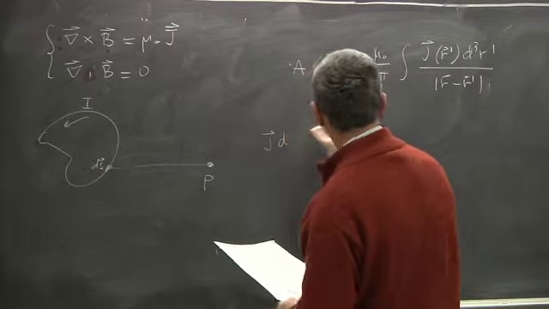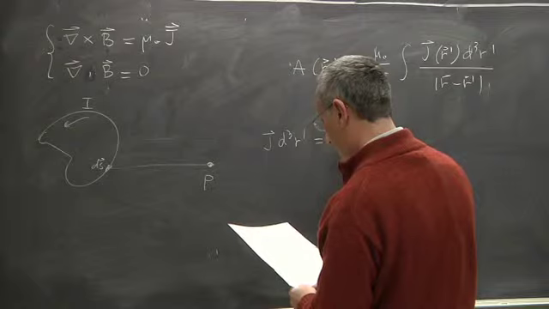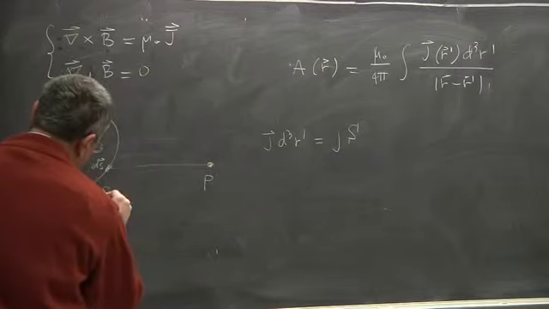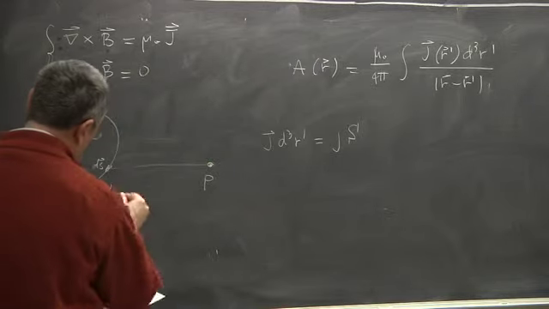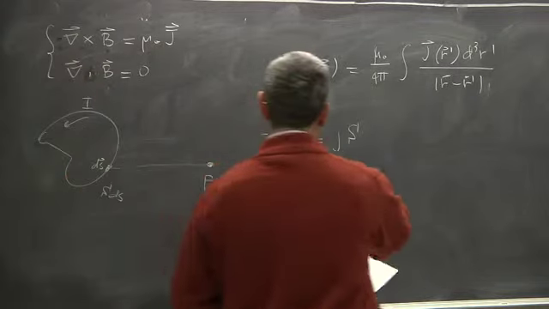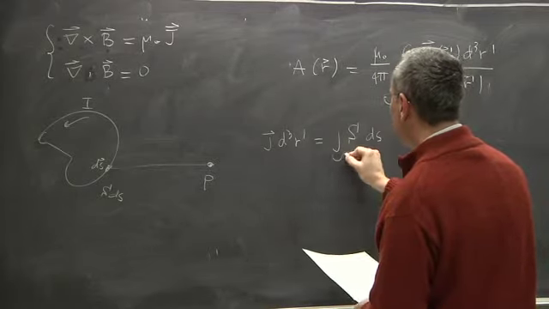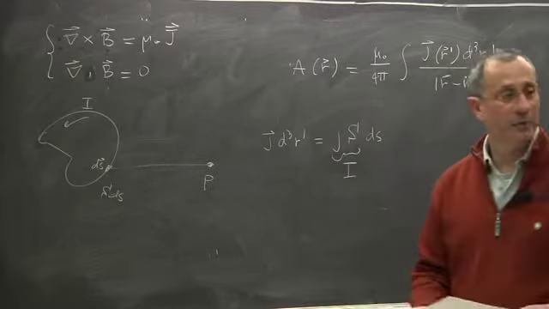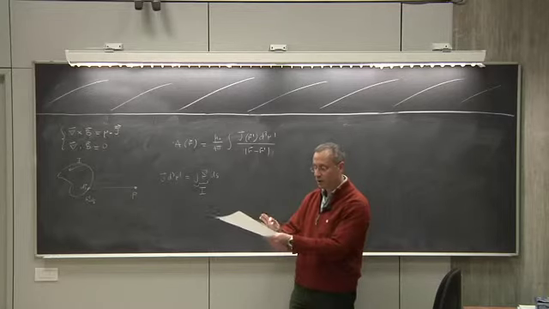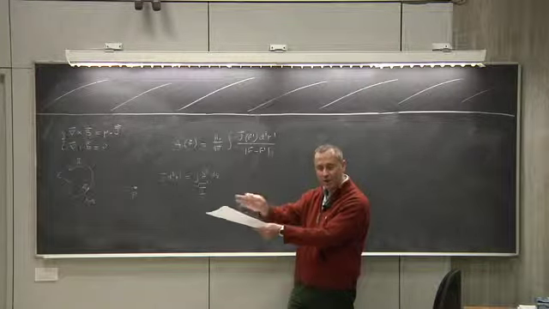So what is J d3r' here? Say this wire has a cross section S, and ds is this, and S is the cross section. That means this integral is J times the cross section times this ds. But J times the cross section is nothing but the current going through. Everything is uniform and constant.